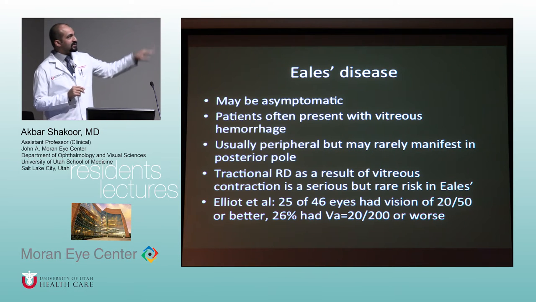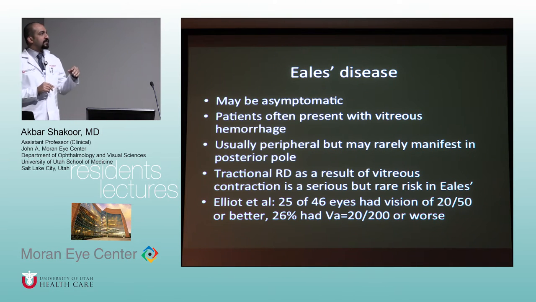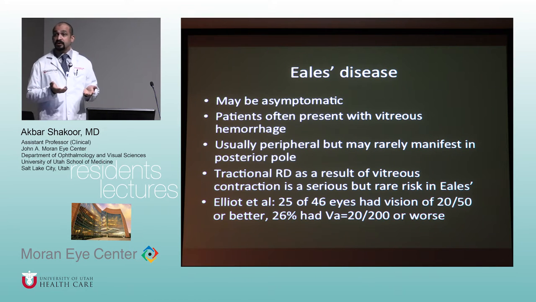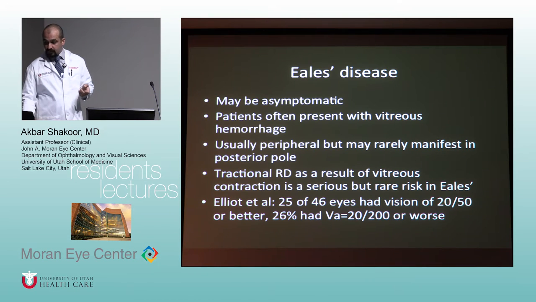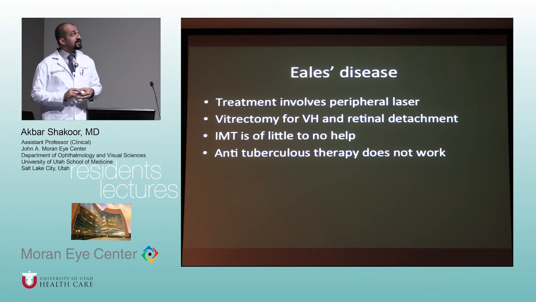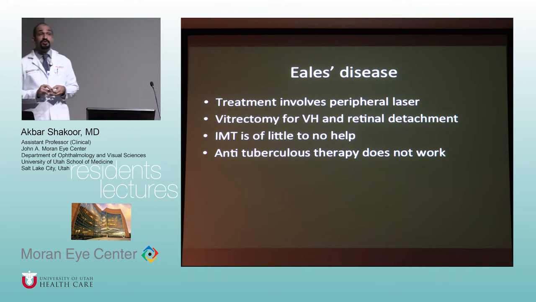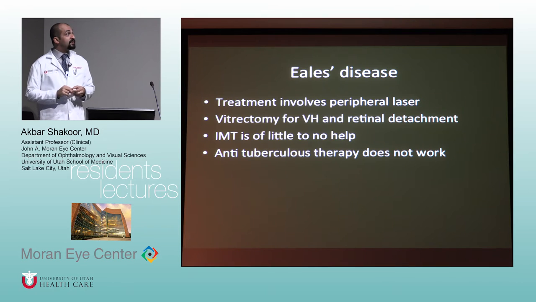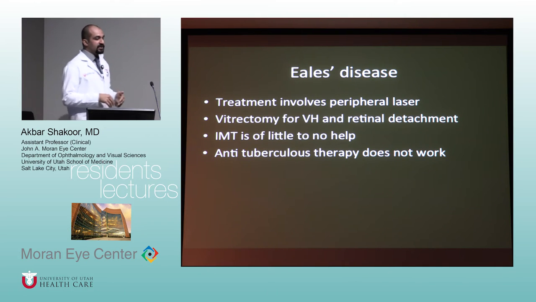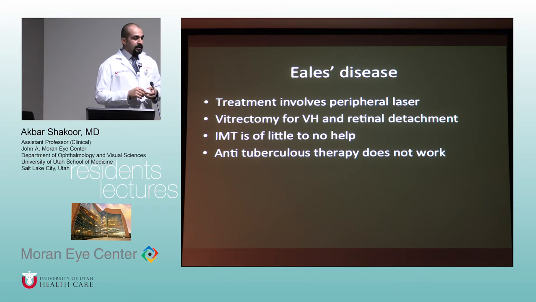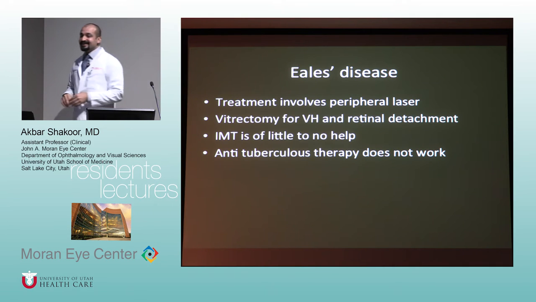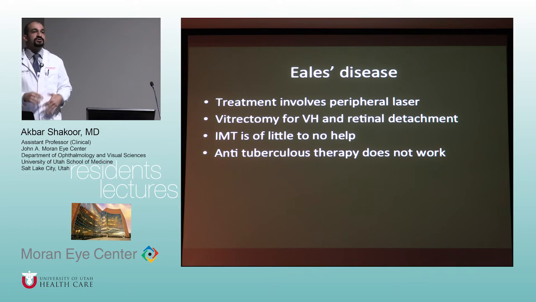you can get all of these things: tractional retinal detachment, vision is usually pretty good, vitreous hemorrhage is the most common cause of vision loss. Treatment involves peripheral laser, vitrectomy for vitreous hemorrhage. Immunomodulatory therapy is of no help, and anti-tuberculosis therapy doesn't help either. So it is thought to be an immune response to the TB antigen in patients who are previously exposed to the TB.